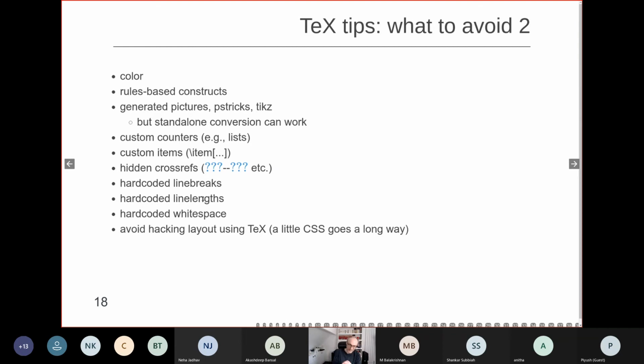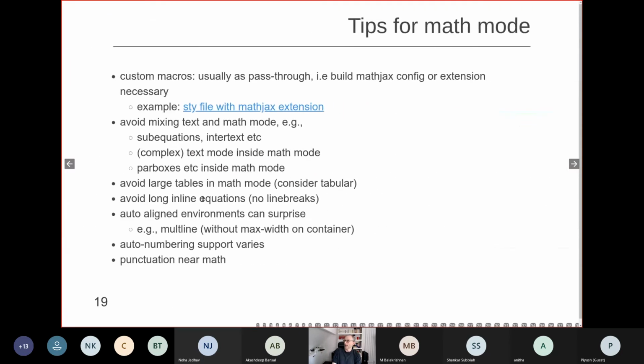Other things I personally don't like, which I've used but should still be avoided, are custom counters and items, where you change the way items look. I think on my slides I've done it only once. Generally, that should be avoided because, as you can imagine, all these converters don't really know how to deal with that.